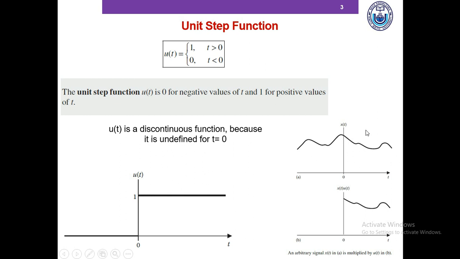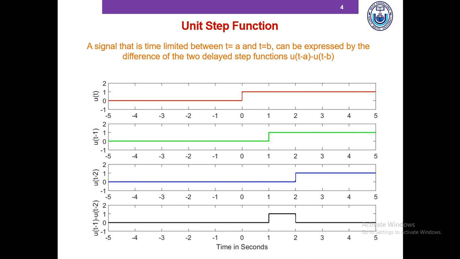So let's say you have a signal x of t. If you multiply it by the step function, you end up with the causal portion of x of t. That is the portion that exists on the right side of the y-axis. An important application of the step function is that you can express a time-limited signal using a linear combination of step functions. So a signal that is time limited between t equals a and t equals b can be expressed by the difference of two delayed step functions, u of t minus a, u of t minus b.